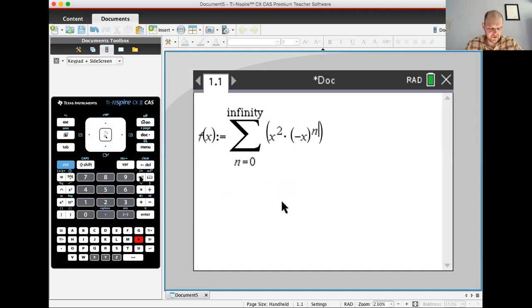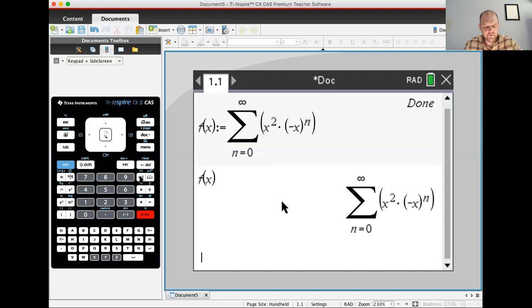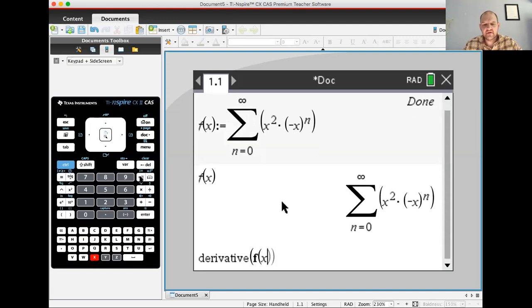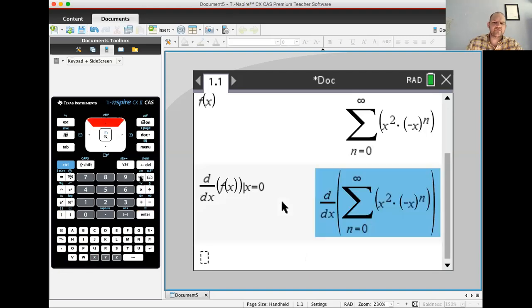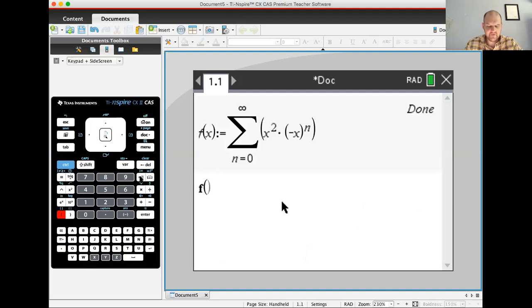So when n is 0, we get x squared. When n is 1, we get negative x cubed. When n is 2, we get plus x to the 4th. So this is f of x. Will it do something with that? It won't. Okay, so we'll take the derivative. Let's just do the derivative at x equals 0 and see what happens. Oh, gross. This isn't doing anything for us. Will it evaluate f of 1/3? Okay, f of 1/3 I found, so that's good.